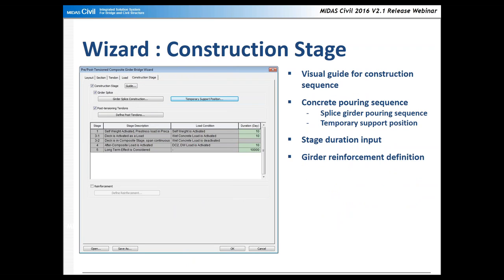Finally, on the Construction Stage tab, a suggested sequence is provided under the guide button. I'll show you in a minute during the demonstration. For splice girders, concrete pouring sequence and temporary support location setup are available on the top.